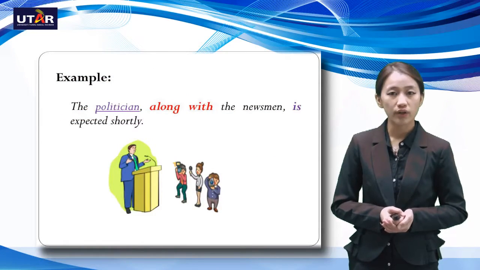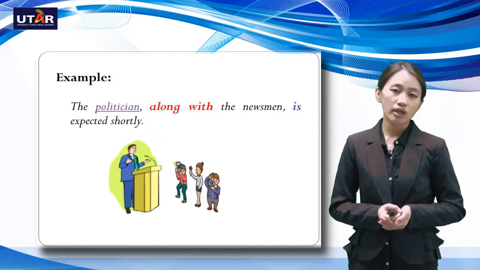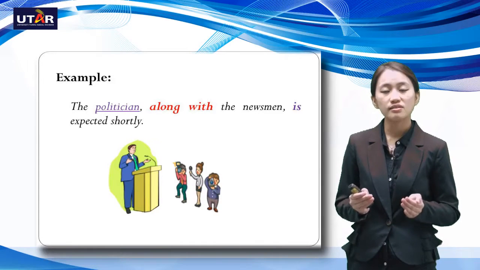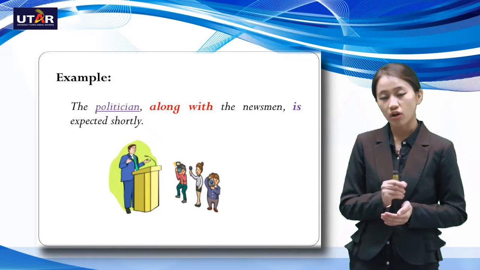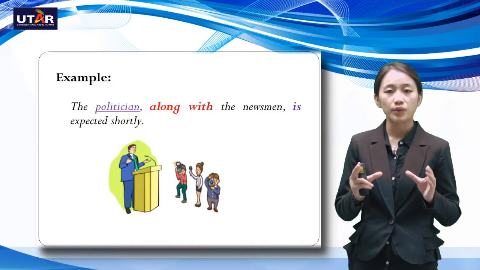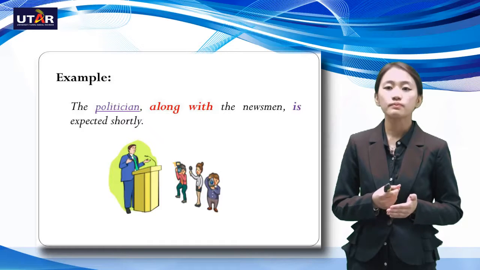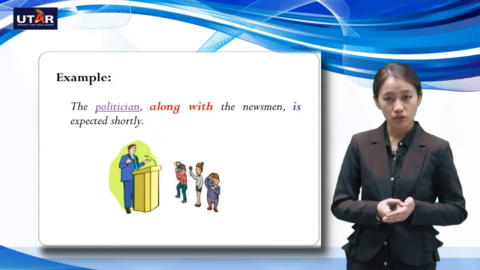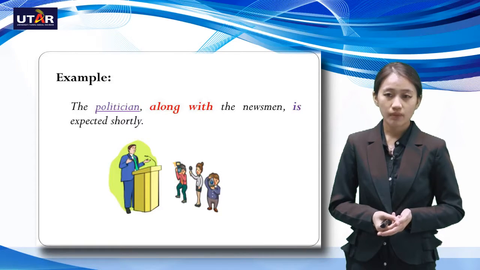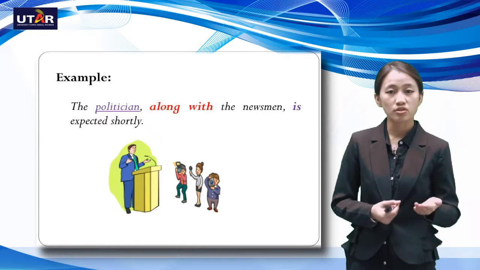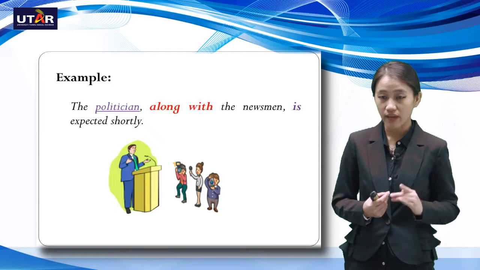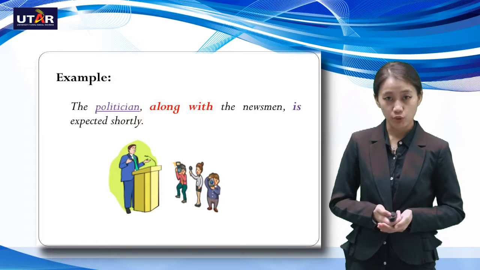The politician, along with the newsman, is expected shortly. So here, my subject is actually only the politician. Along with the newsman, this is actually additional information. If you notice, there is a comma after my subject, the politician, along with the newsman, another comma. So technically, this here we can actually remove. The sentence actually is, the politician is expected shortly. So along with the newsman is actually considered as another entity. It is not together with the politician. Therefore, I use the be verb is because politician here is only one. So if I were to change the sentence into the politicians with an S, then only I would put are expected shortly.